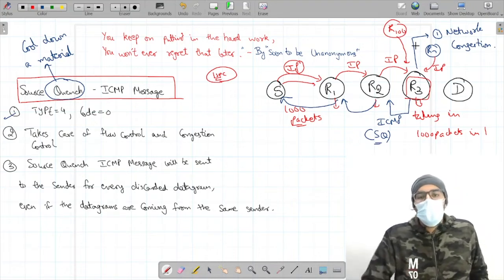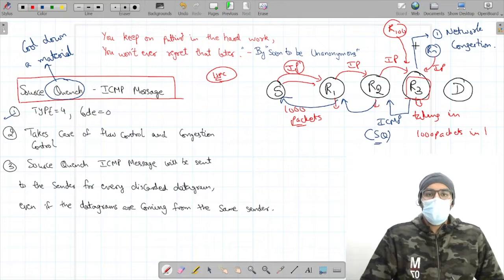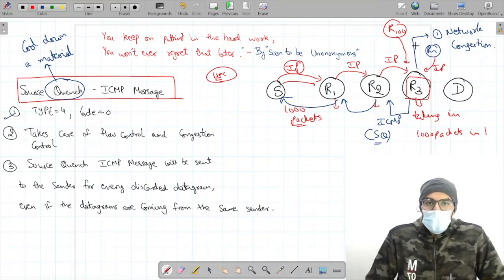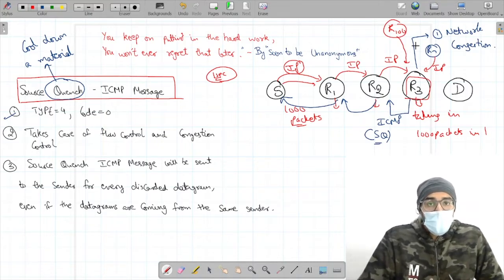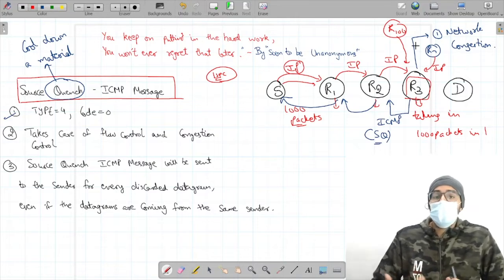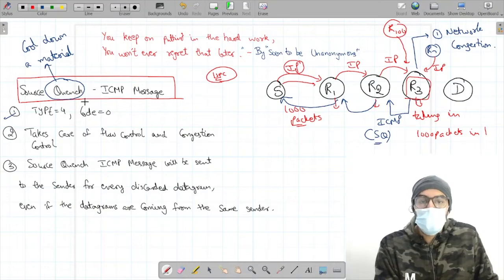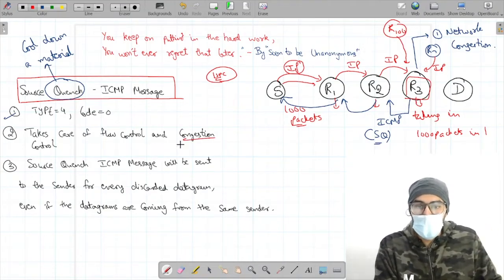The second reason could be that router R3 is simply not capable of taking in 1,000 packets in 1 second. The reason might be a hardware issue. The hardware of router R3 is not capable of taking in that many packets. So the source quench message takes care of congestion control.